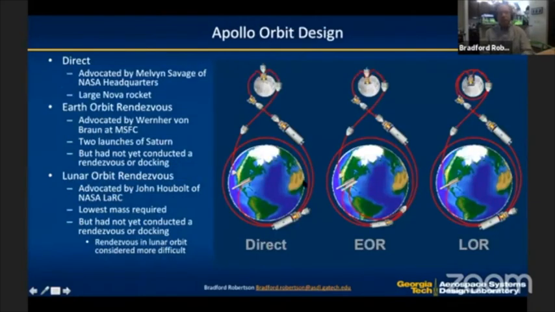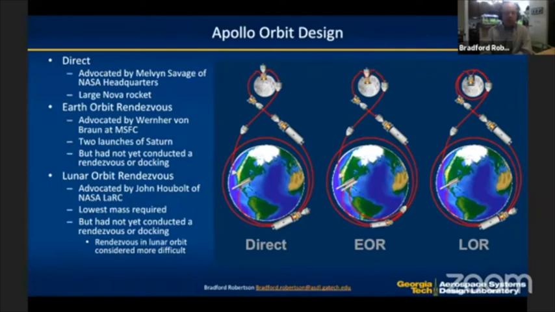And so, starting with the orbit design, this was one of the key decisions that actually enabled the 1969 landing to occur. At first, the idea was that we have a direct launch. That was advocated by NASA headquarters, where you have one launch from Earth that goes straight to the moon, lands, comes back, and everything is on one rocket. And that required, at the time, what was called the Nova rocket, which would have been even bigger than the Saturn V.